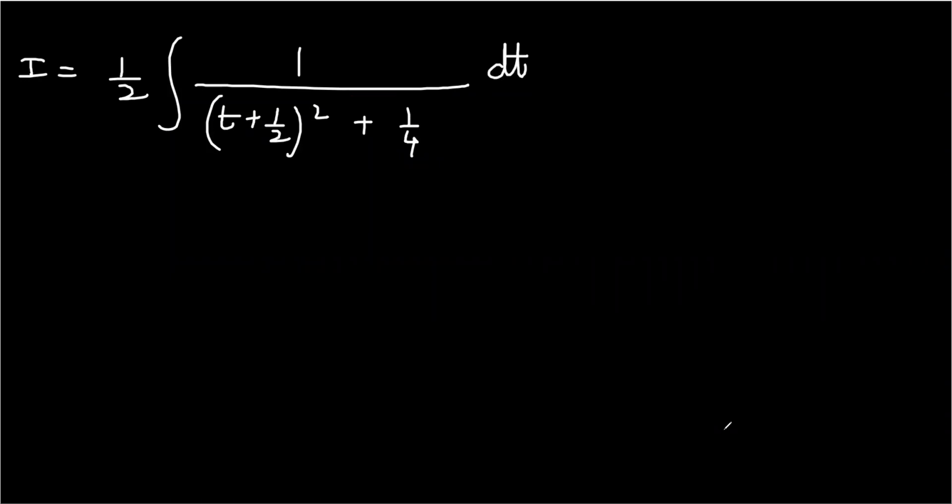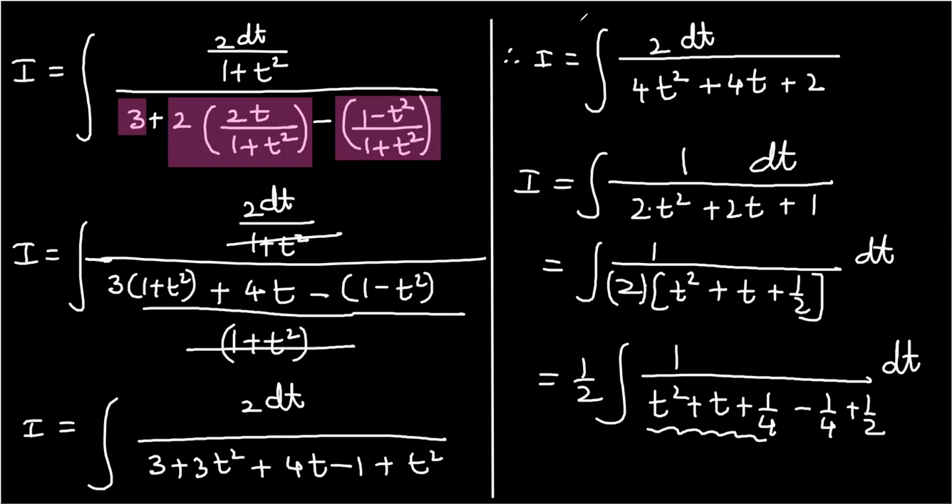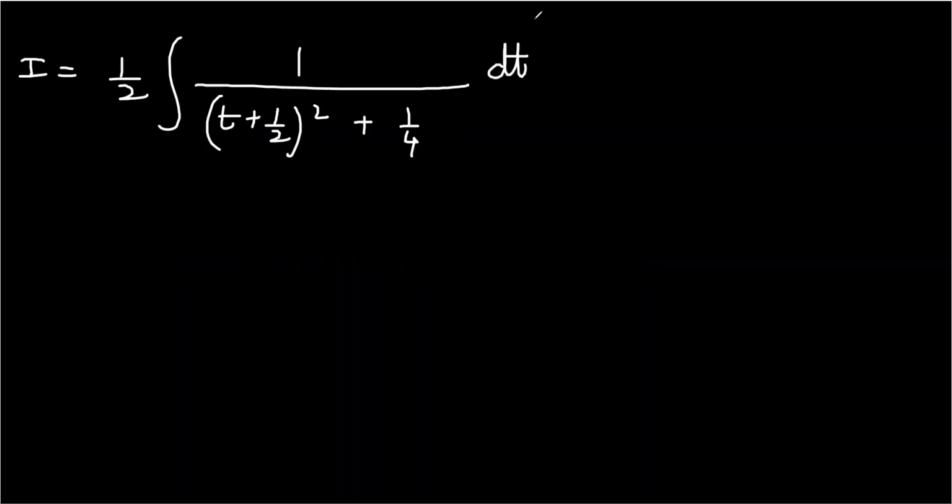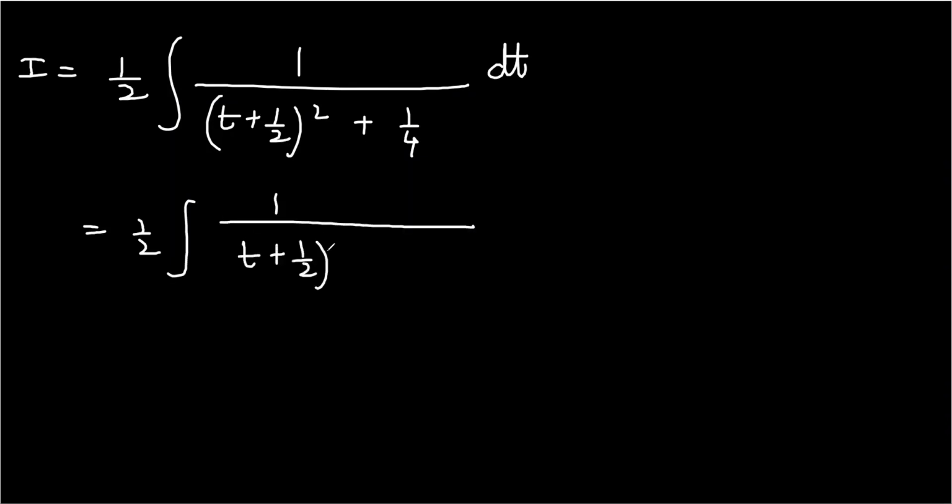Please, most of the students commit a mistake over here, and it is so silly if you commit a mistake at this point. It is minus 1 by 4 plus 1 by 2, so please be careful what you are writing. The correct thing is plus 1 by 4. You can take your own time to calculate this. Next step, I write 1 by 2 outside, 1 upon t plus 1 by 2 the whole square, plus 1 by 4, which I write as 1 by 2 the whole square.